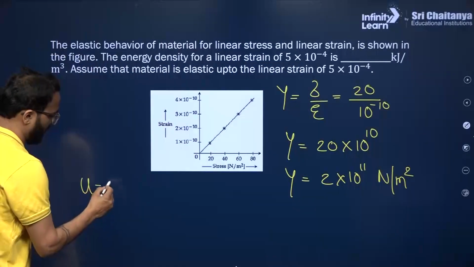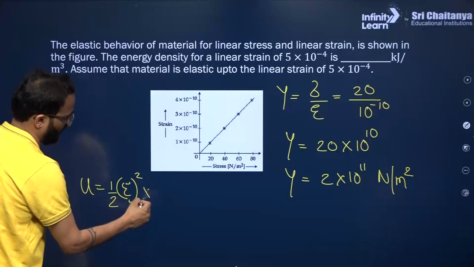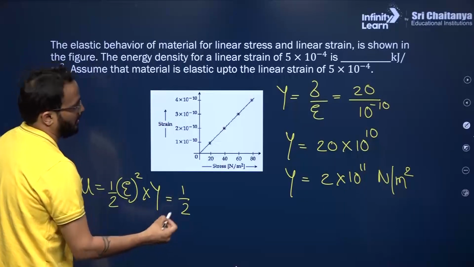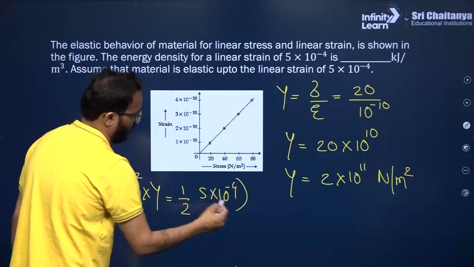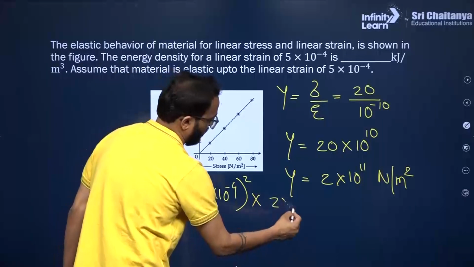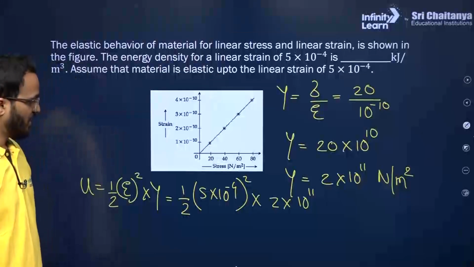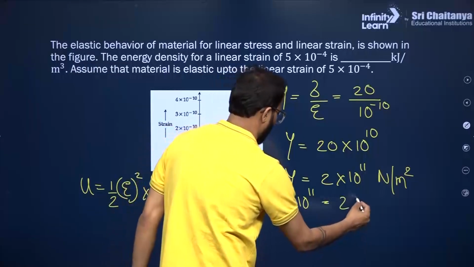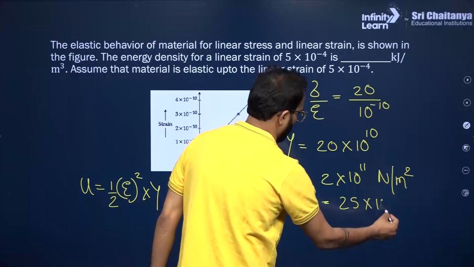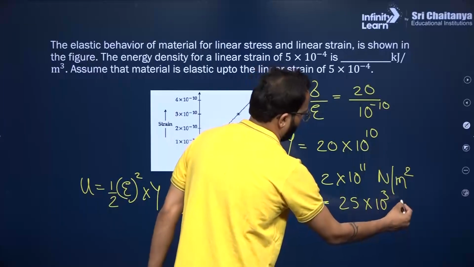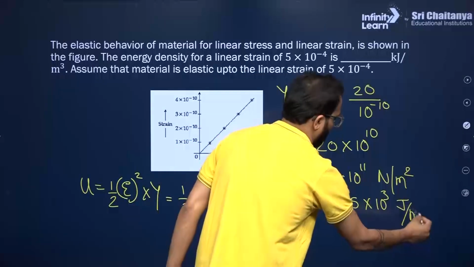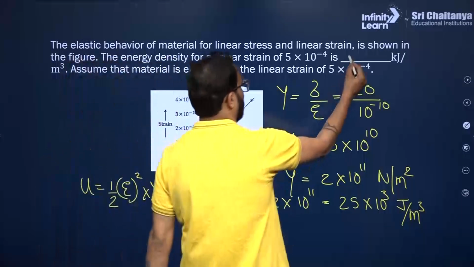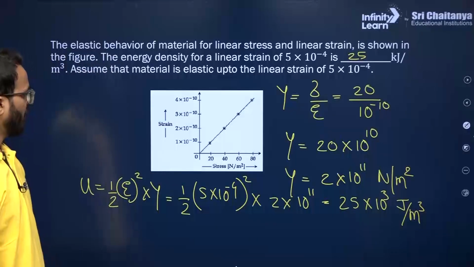So energy density is half into strain square into Y. Remember this formula. So what is strain square? Strain is 5 into 10 to the power minus 4, squared, into Y, which is 2 into 10 to the power 11. 5 2s are 10, 2 2s cancel, 5 5s are 25, so it will be 25 into 10 to the power 3 joules per meter cube, so it will be 25 kilojoules. So the answer is 25 here. Simple question, simple solution, right?